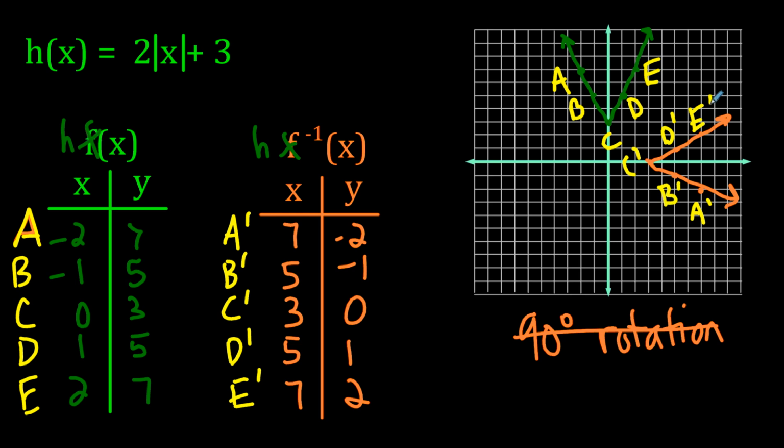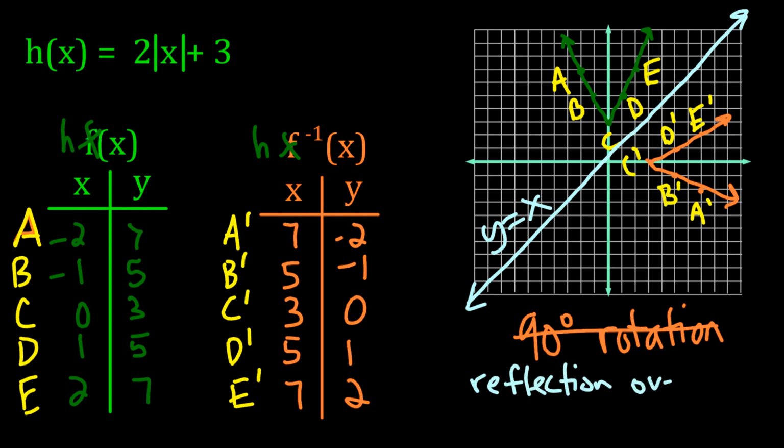Well, now it should be a little bit more obvious, because if this was a 90-degree rotation, the A would end up right on top of E prime. Well, A is supposed to land on top of A prime. So it's not a 90-degree rotation. What it actually is, is a reflection over this diagonal line. And that diagonal line is y equals x. So if you said it's a reflection over the line y equals x, you are a genius. So, reflection over y equals x.